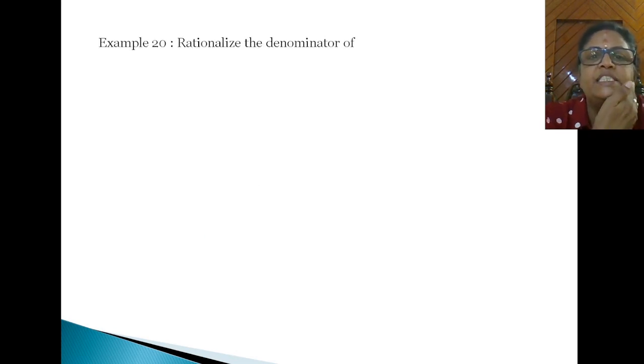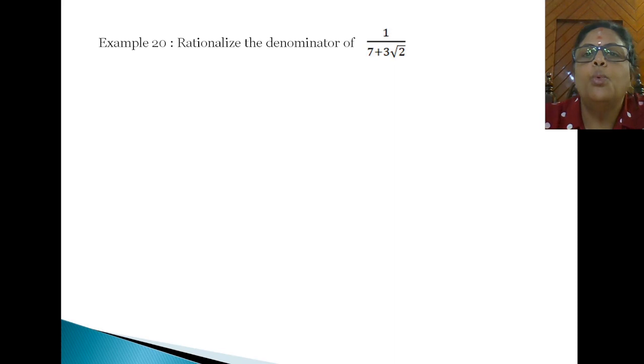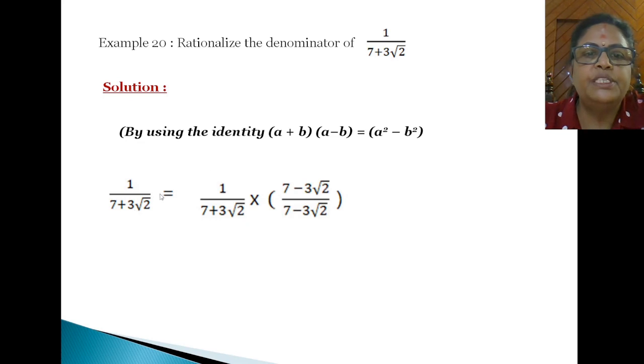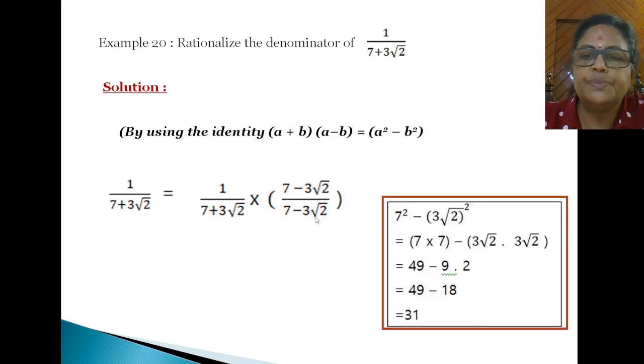Next one, rationalize the denominator of 1 by 7 plus 3 root 2. Here we will multiply the numerator and denominator by 7 minus 3 root 2. By using the identity (a plus b) into (a minus b) is equal to a squared minus b squared, 1 by 7 plus 3 root 2 is equal to 1 by 7 plus 3 root 2 into 7 minus 3 root 2 by 7 minus 3 root 2.